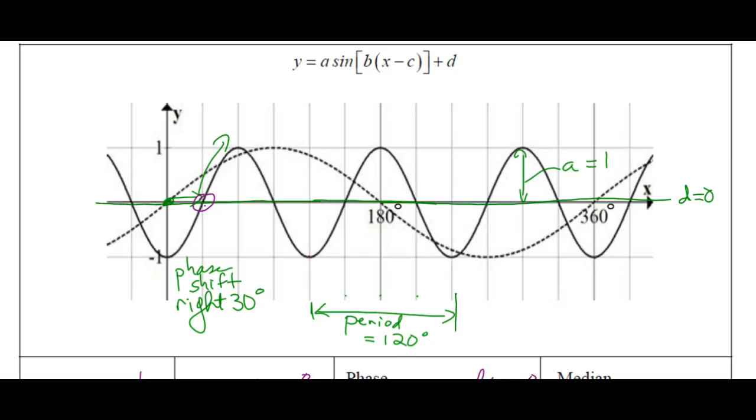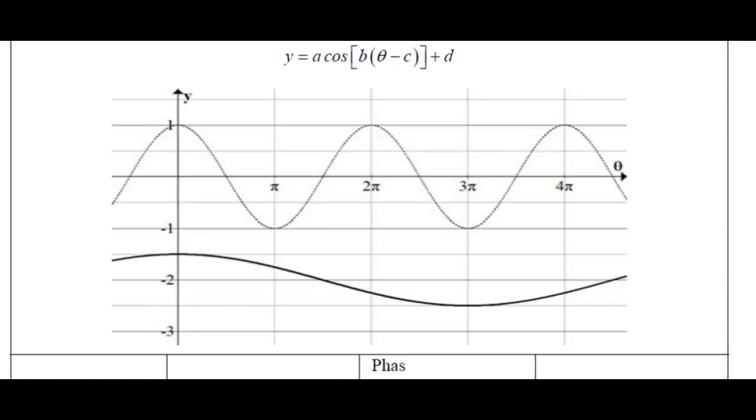Then the question is, am I doing a sine or a cosine? Because that's what comes in there: what's my phase shift. If I want to write this as cos, my phase shift is 60 degrees. So I have to replace sine with cos and 30 with 60, and it's the exact same. Okay, this one's a cosine curve.